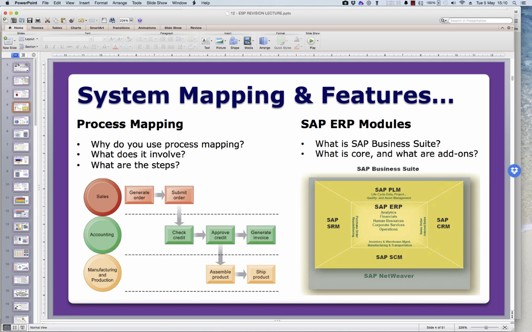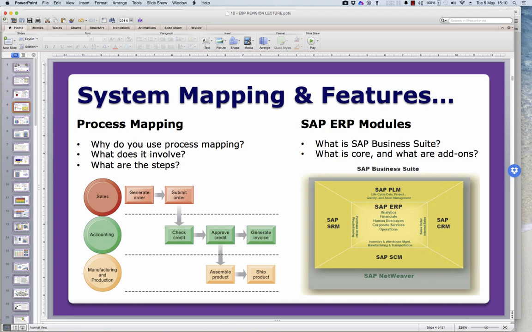So process mapping is something that you'll have come across in all kinds of IT programming, high-level looks at programming. There are a number of SAP ERP modules. Here we're looking at SAP Business Suite. So what is that? What's core and what are add-ons? In the lab we've been looking at SAP ERP, and there have been lots of modules.